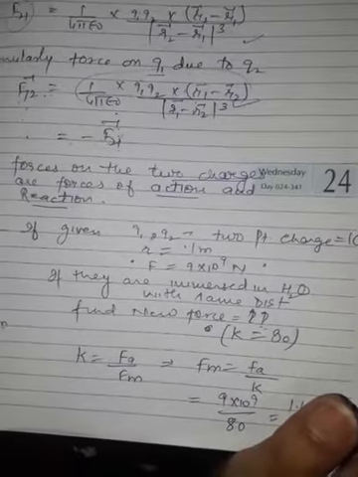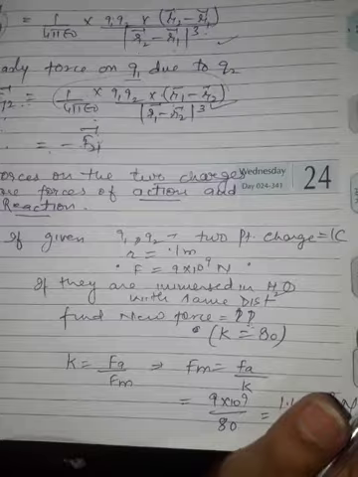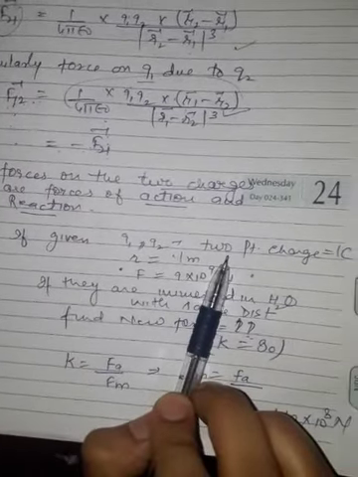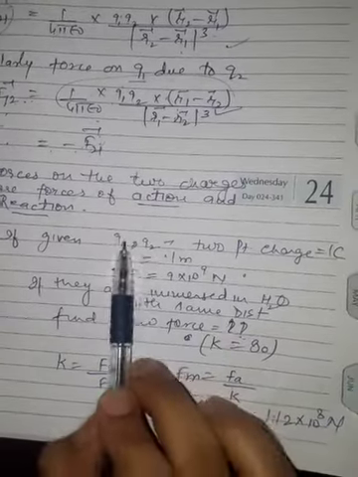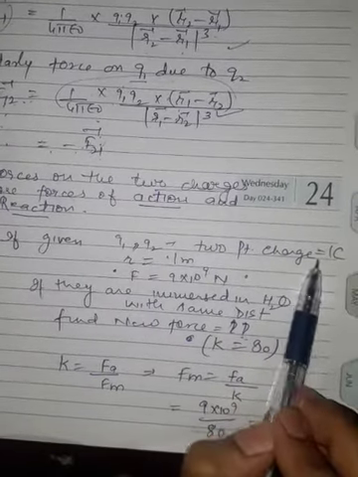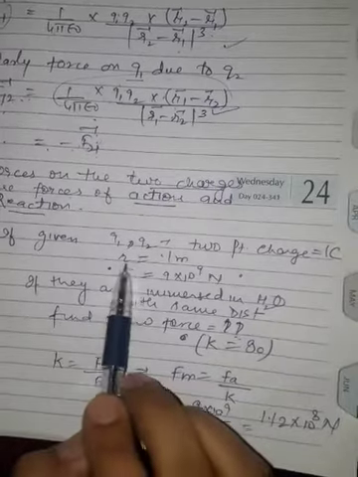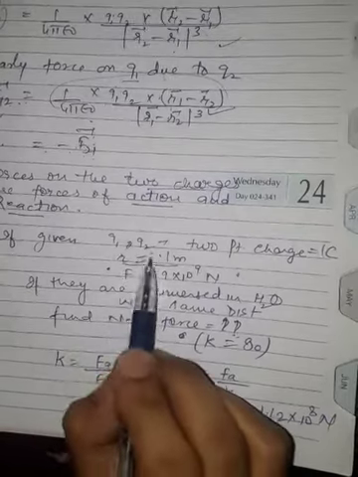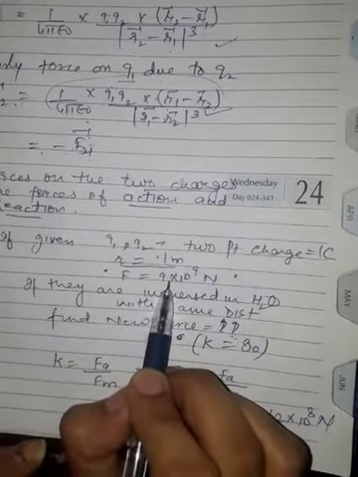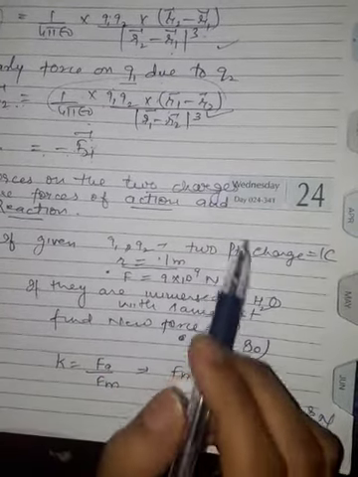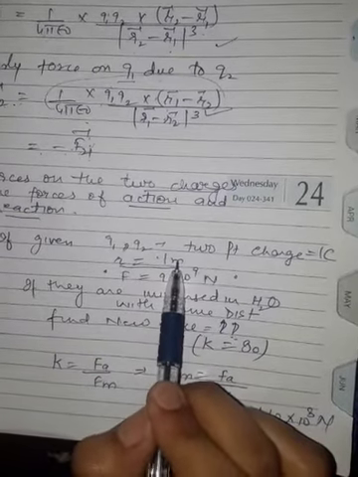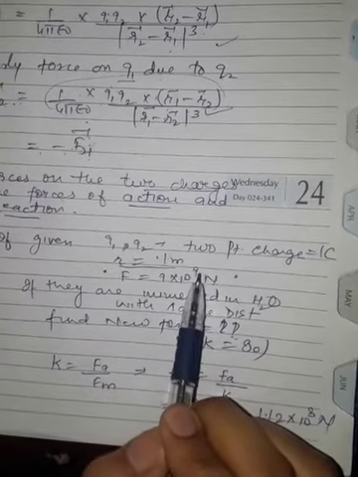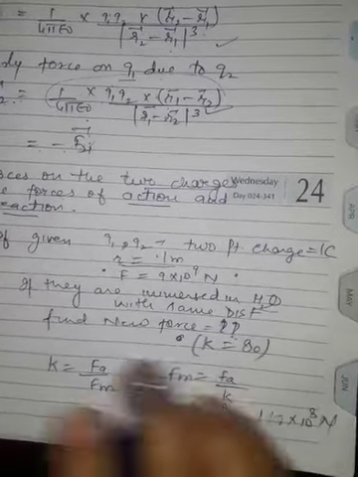Now we are going to do the numericals based on Coulomb's law. Suppose it is given to you, you have 2 point charges q1 and q2, each of magnitude 1 coulomb. Let them be separated by a distance of 1 meter. Let F be the force between the two charges q1 and q2. Let it be 9 into 10 raised to power 9 Newton. If these two charges with the distance 1 meter have a force of 9 into 10 raised to power 9 Newton between them, they are immersed in water.